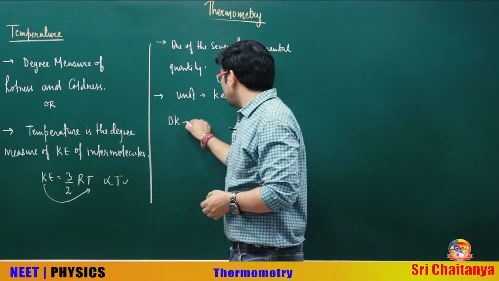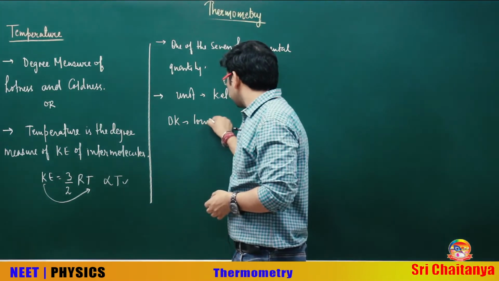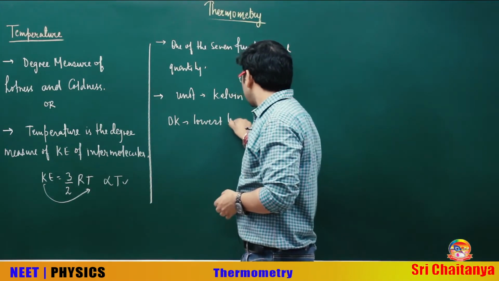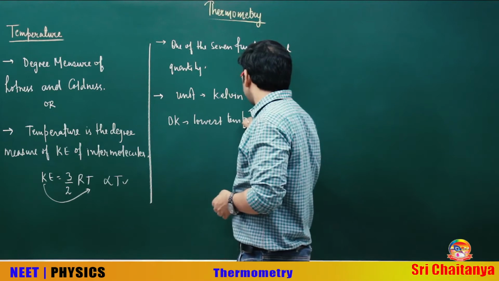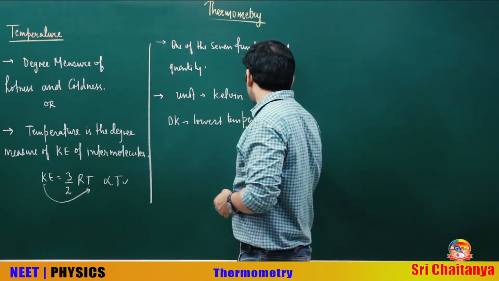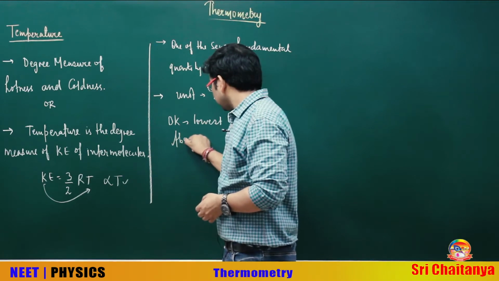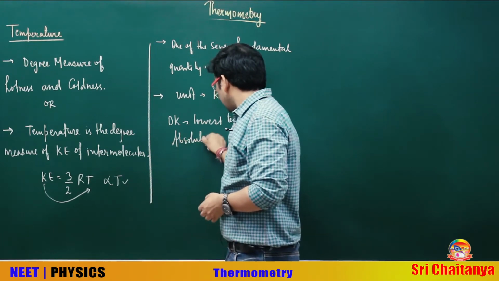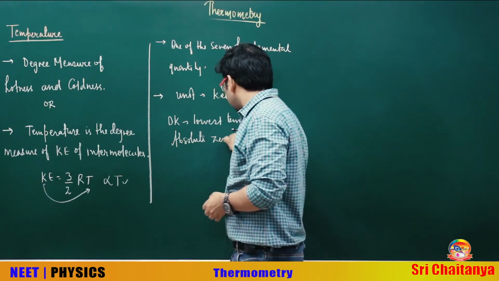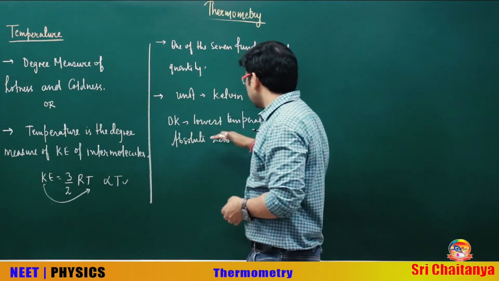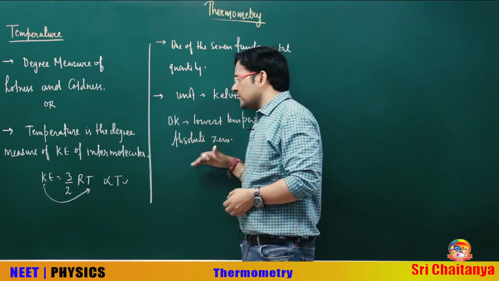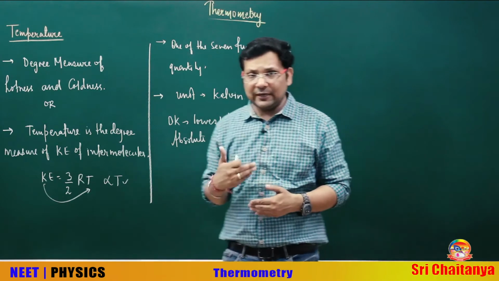So when we talk about 0 Kelvin, this is the lowest temperature, also known as absolute zero. Hence the name 0 Kelvin, lowest temperature, absolute zero. You cannot lower temperature beyond that.